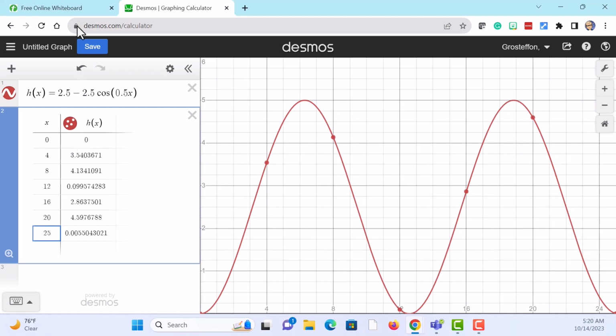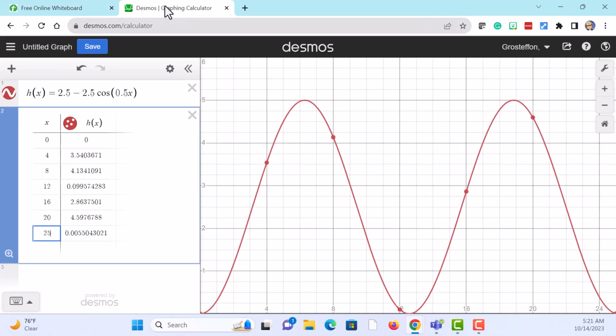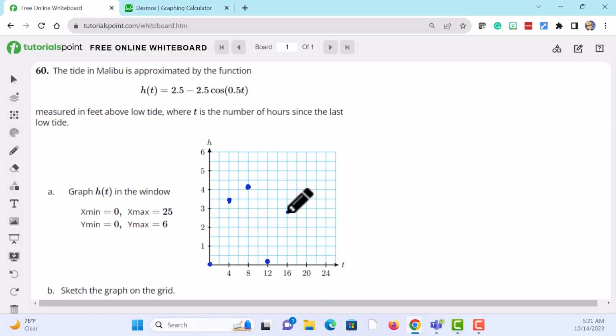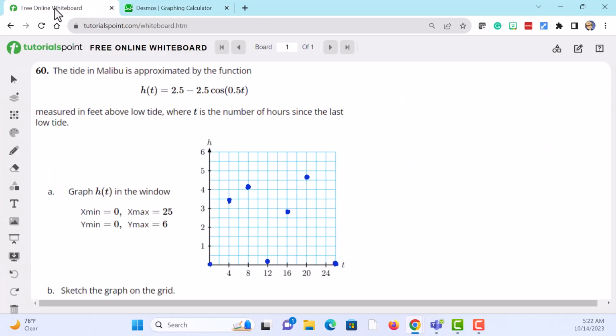So we can start with the point 0, 0. Next we have 4, 3.5, 8, 4.1, 12, 0.1, 16, 2.9, 20, 4.6, and 25, 0. Now it's still not very clear from these points how to sketch the graph of the curve.